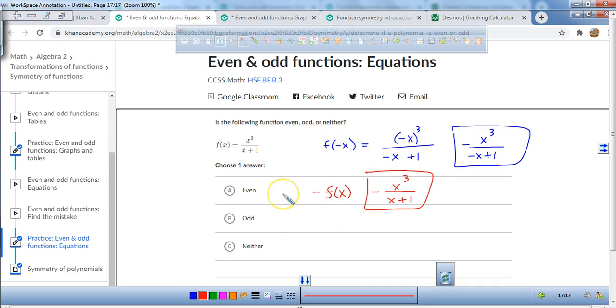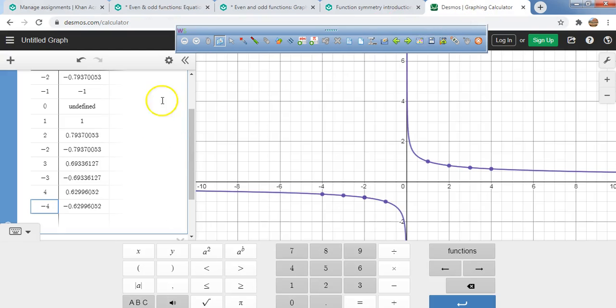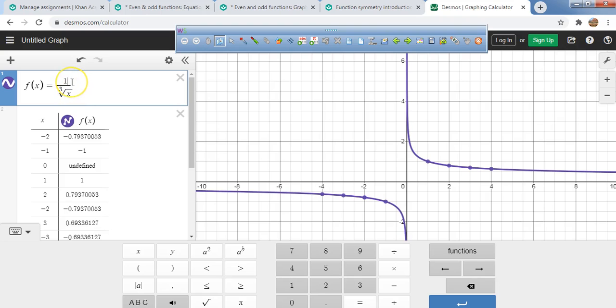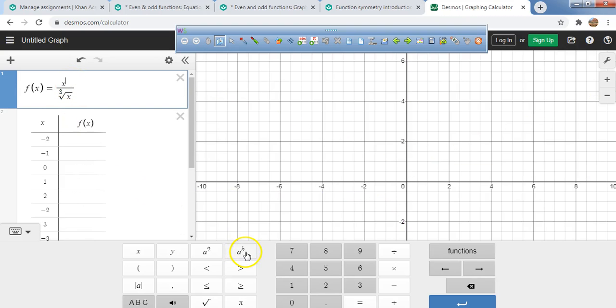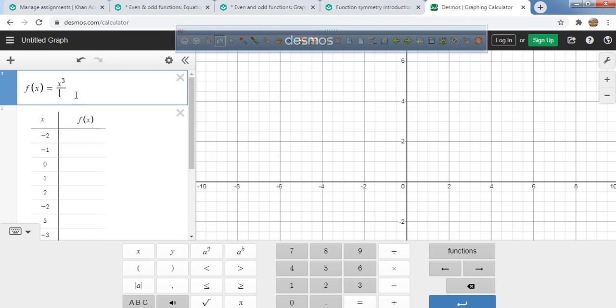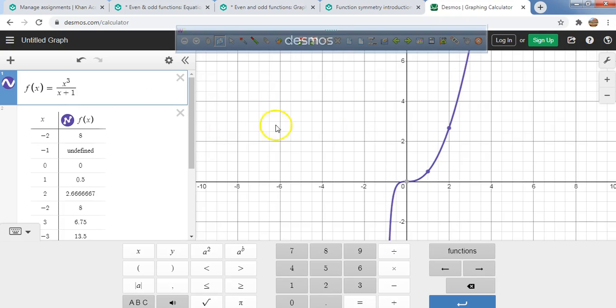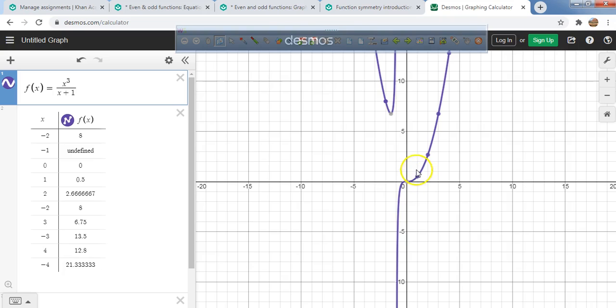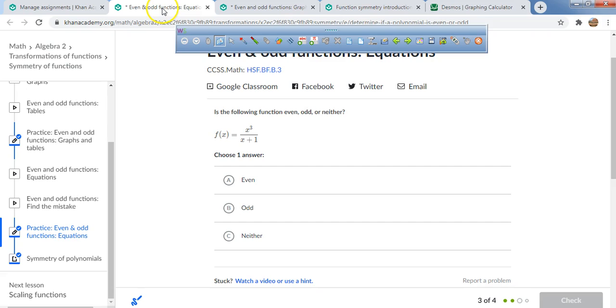I'll select neither. But before I do that, let's go ahead and type this into Desmos and just kind of check it out. So we're going to go over here. Going to go ahead and put x to the power of 3. And then in the denominator, put x plus 1. You know what? Just by looking at it, you can see that this graph does not fit an odd function graph. It's not symmetrical about the y-axis, and it's not symmetrical about the origin. So just looking at it, you can totally tell it's not an odd function, nor is it an even function. All right, so this is going to be neither.